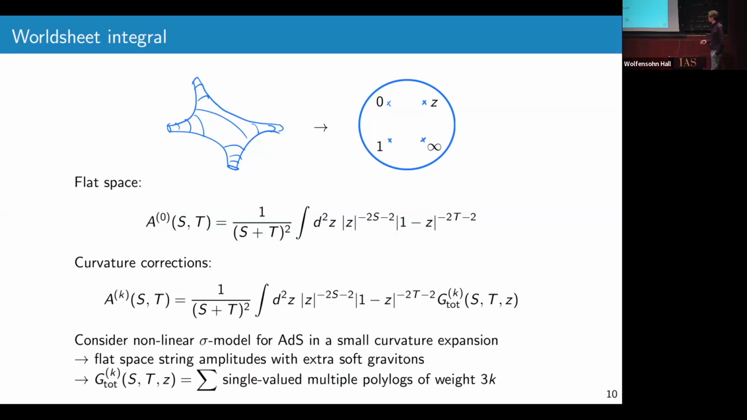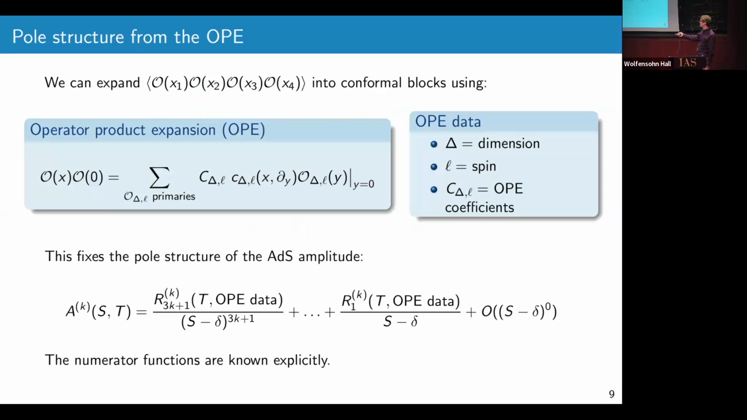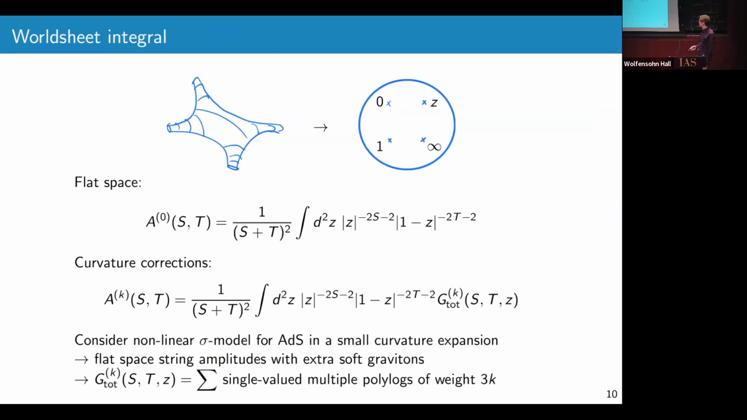And this fits perfectly with the pole structure that we saw on the previous slide, because the maximum poles you get with weight 3k functions are these poles of order 3k plus 1. You can easily see this by acting with the S derivative on this function. On the left-hand side, you increase the order of the poles in S. On the right-hand side, this produces a logarithm in absolute value of z.